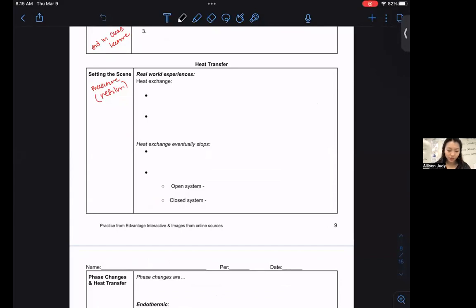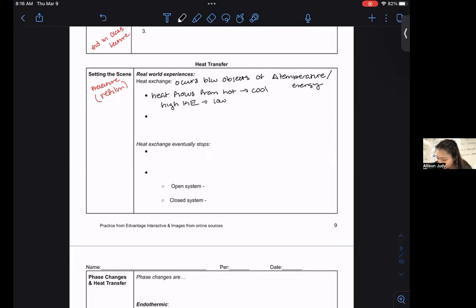We know that heat exchange occurs between objects of different temperatures. Remember, temperature is really a measure of energy, so different temperatures mean different energy. We know, or at least we should know, that heat flows from hot to cool. It is never the opposite way around. So we always say that heat flows from high kinetic energy spaces or objects to low kinetic energy.